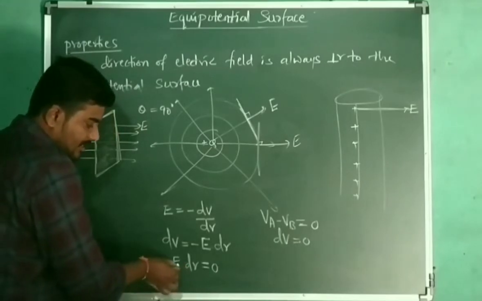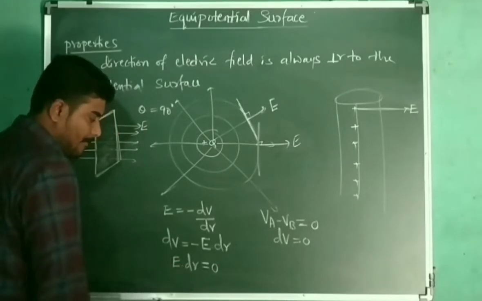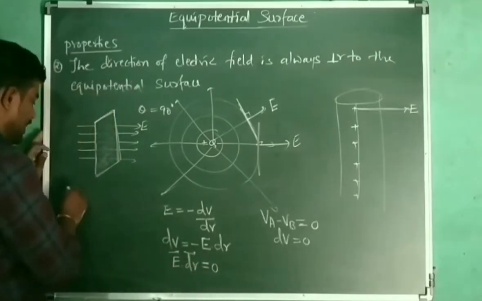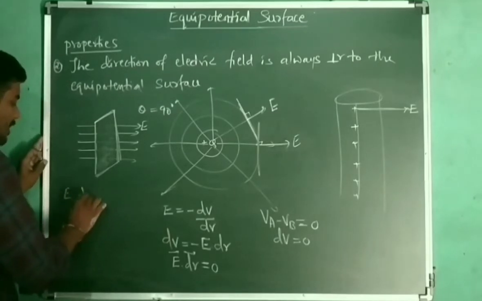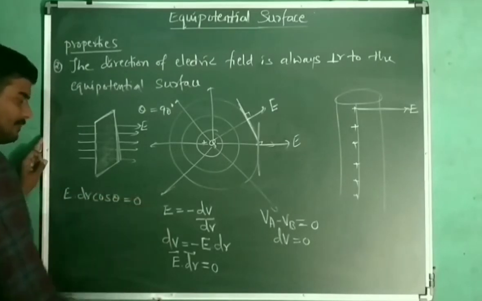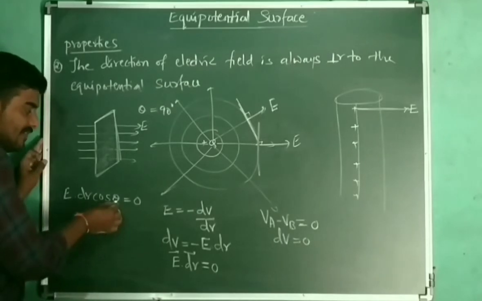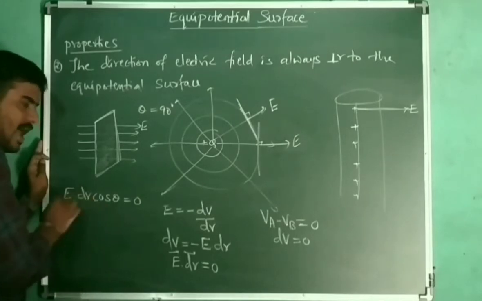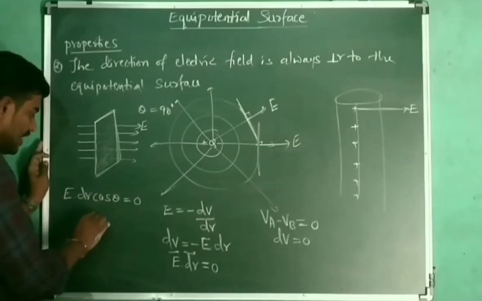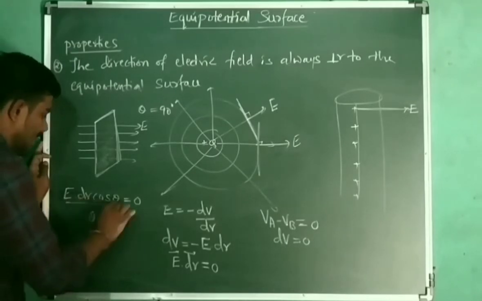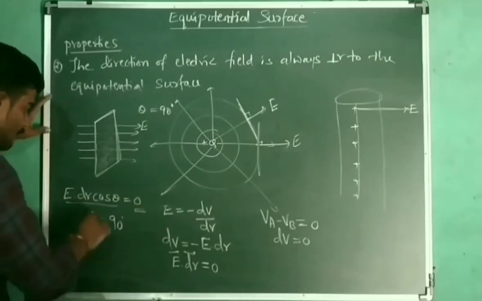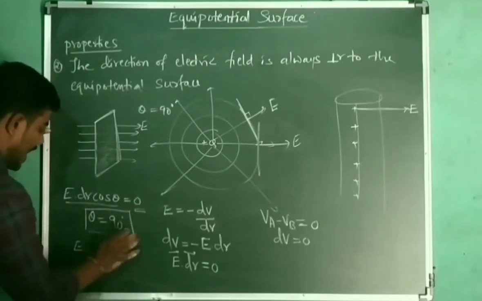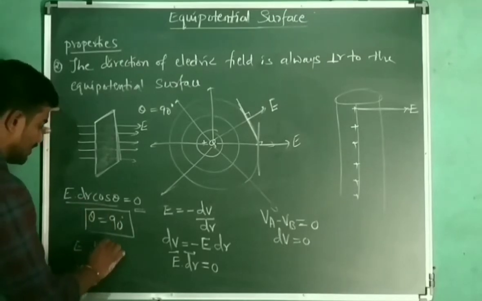It means this E and dr have a dot product, and the dot product of two vectors is 0. What is the meaning? The meaning is E dr cos theta is equal to 0. If theta is equal to 90 degree, then and only then E dr is equal to 0. It means E and dr have how much angle? 90 degree. If theta is equal to 90 degree, then and only then the RHS is going to be 0, no? Therefore, theta is equal to 90. The meaning is E and dr are perpendicular to each other.